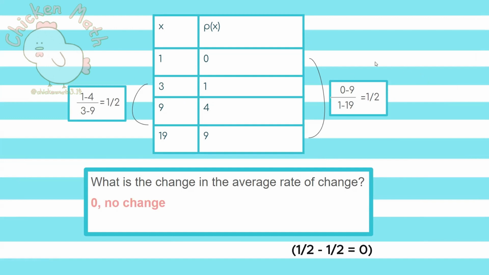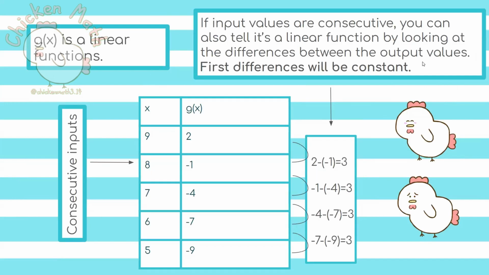Another thing to mention with linear functions is how the first differences between output values will be constant if input values are consecutive. Right here we have g of x, which is a linear function, and the input values are consecutive. It goes 9, 8, 7, 6, 5, and we have these corresponding output values.